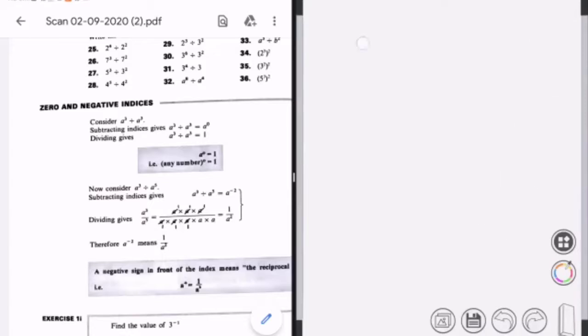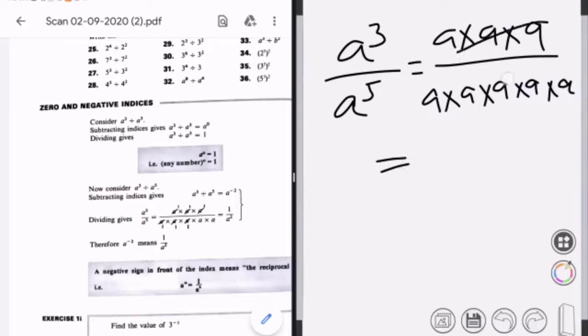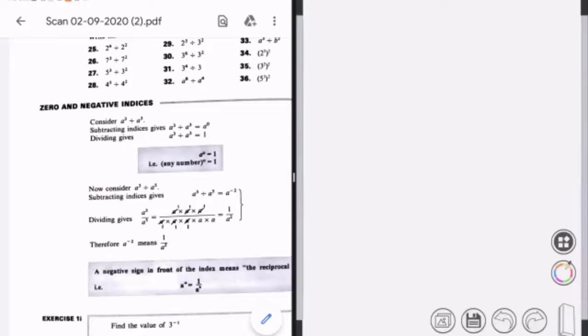Here is the explanation. See, a power 3 over a power 5. This can be written as a multiply a, 3 times, over a multiply a multiply a multiply a multiply a, 5 times. This cuts with this. What is left? Up 1 and down a squared. So the same situation will come. You can see here a negative sign in front of the index means the reciprocal, the opposite. a power minus b will be 1 over a power b.